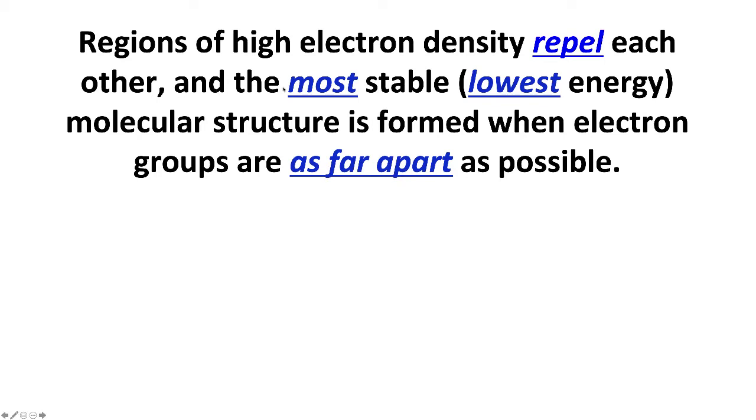And it turns out that the lowest energy, most stable molecular structure ends up being formed when these high electron density regions or electron groups are as far apart as they can be. If they're as far apart as possible, then that minimizes the repulsions between them, and that leads to more molecular stability, lower energy molecules.